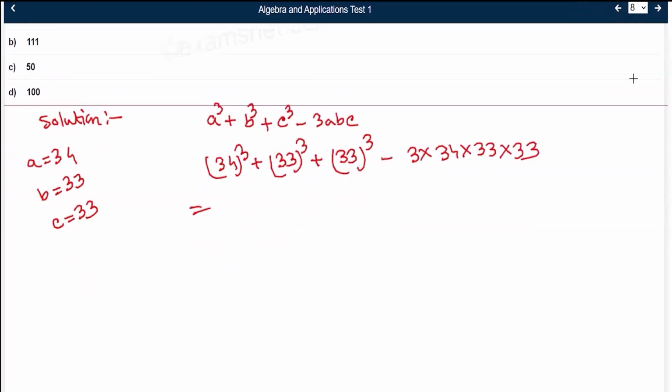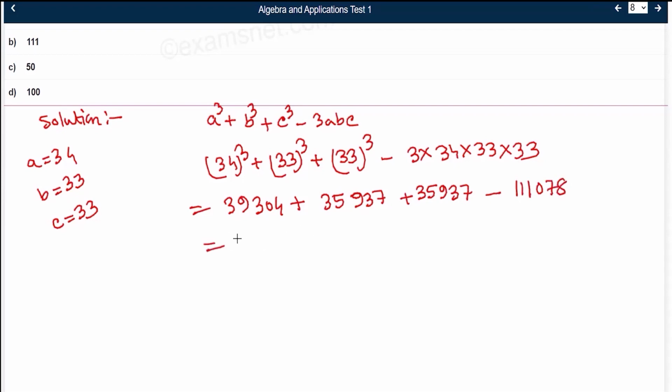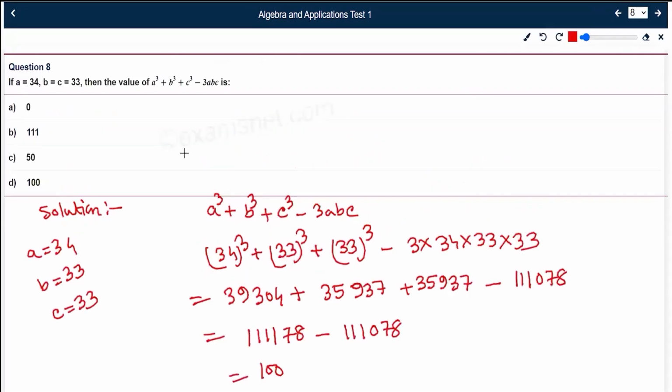34 whole cube would give us the value of 39304 plus 35937 and another 35937 minus 111078. Okay, so here in the next line we can get 8 minus 078. So it would result in 100. That means the correct option is option D, that is 100.